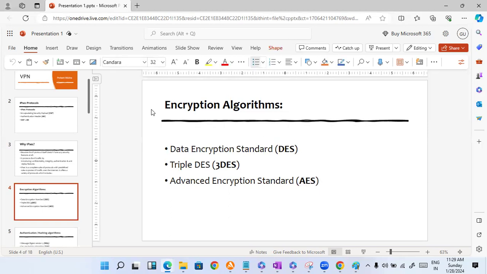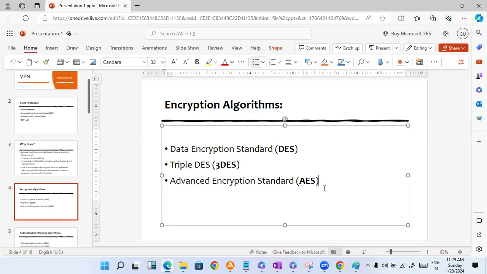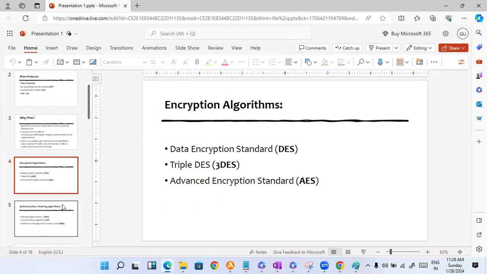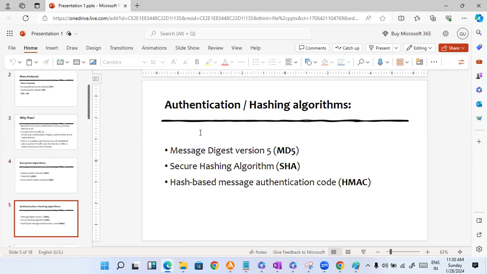This is the encryption algorithm. You may have heard of the advanced encryption standard and triple DES. These days we use the advanced encryption standard, which is a high standard and provides better integrity, and this encryption cannot be decrypted or tampered with. There are also authentication and hashing algorithms, such as SHA-1, SHA-2, and MD5. These are used for hashing, just to provide a hash value.